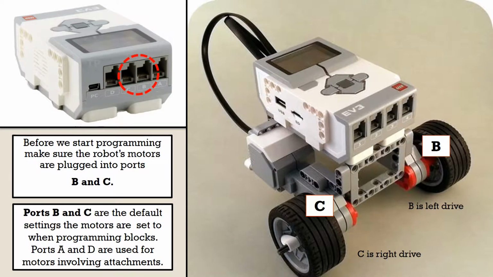Before we start, make sure your motors are plugged into port B and C. Motors B and C are default. These are the ports we use most. The B port is the right drive and the C port is the left drive. A and D are the attachment motors. You'll experiment with these after the basics.